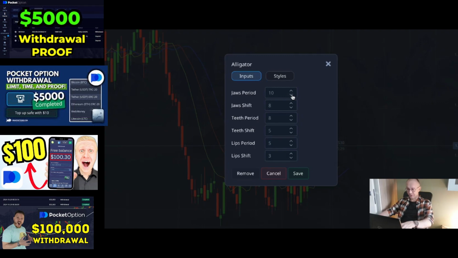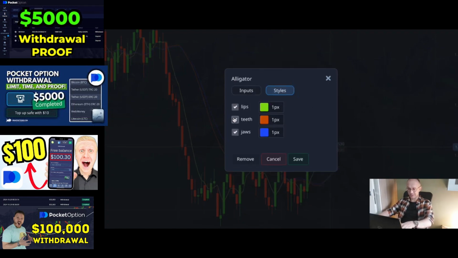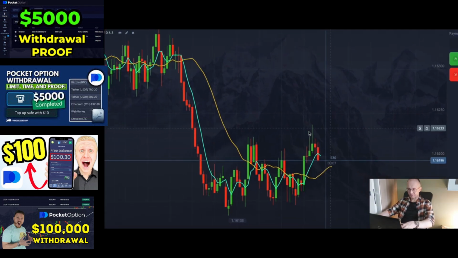Set Jaws period to 10. Jaws shift is 5. Lips period is 3. Lips shift is 1. We go to Style and disable the Teeth line. Let's set the lips line to turquoise, width is 2. And let's set the jaws to yellow, width is 2. And save.